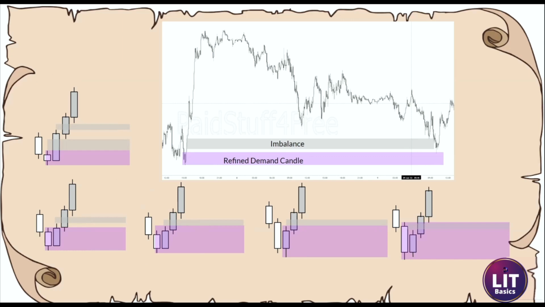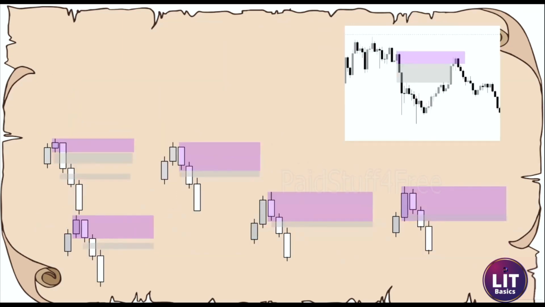Yep, makes sense. So we'll just quickly show you the other way. So obviously this is all of our previous examples, just bearish. And here you can see we have our imbalance, we have our supply candle, price taps back in here and then continues. Exactly. So, okay. Sorry, Cam, go ahead.